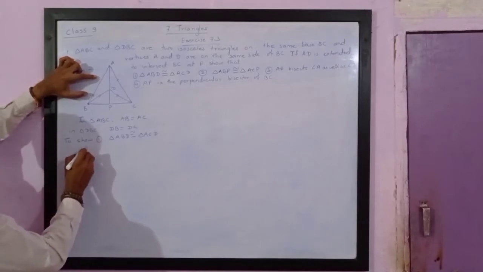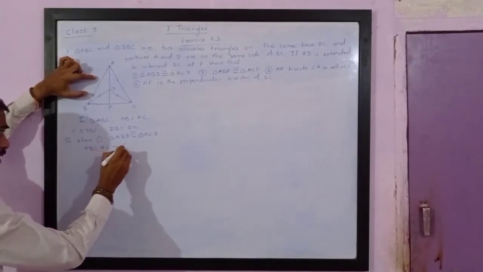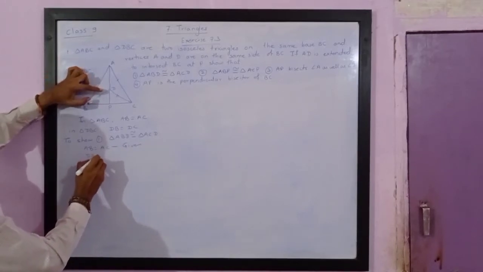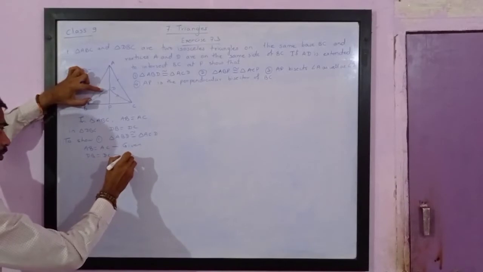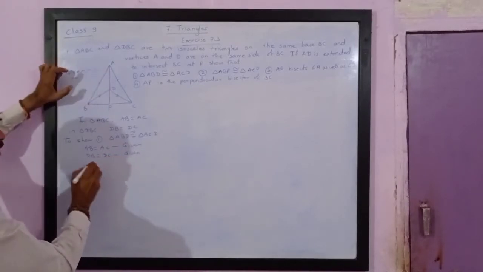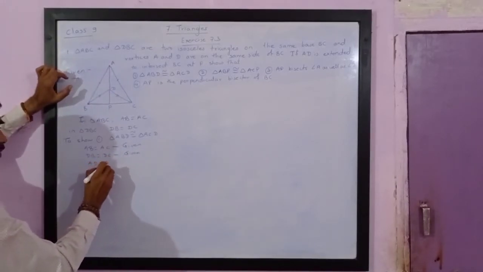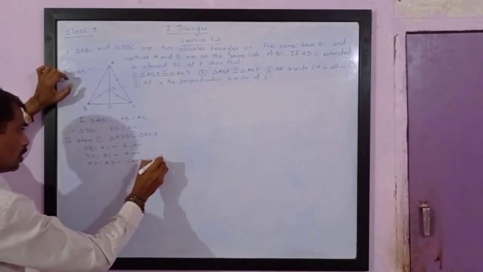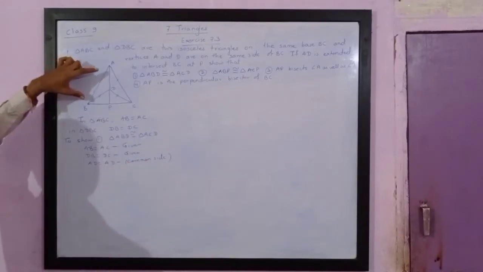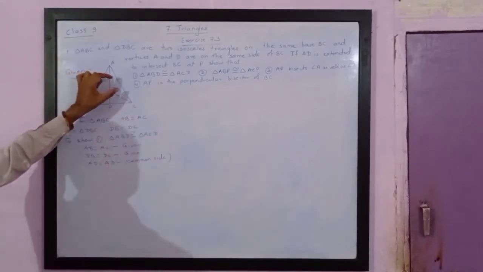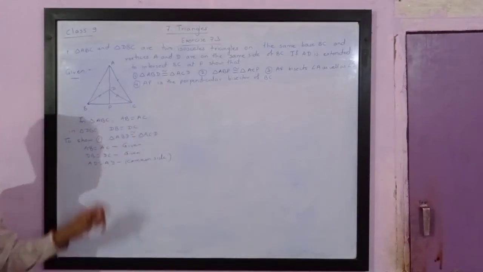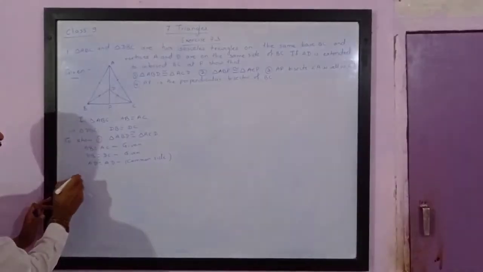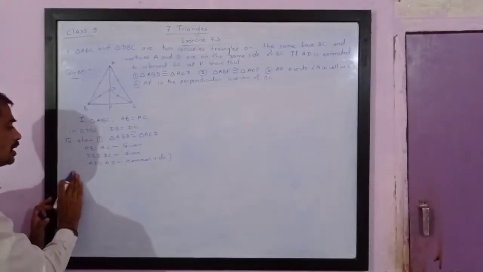So here AB is equal to AC, given. This is given to us. Then DB is equal to DC. This is also given. And AD is equal to itself. AD is equal to AD. That is the common side. Thus, all three sides of one triangle are congruent to three sides of the other triangle. It means these two triangles are congruent by SSS test. So here triangles are congruent by SSS test.